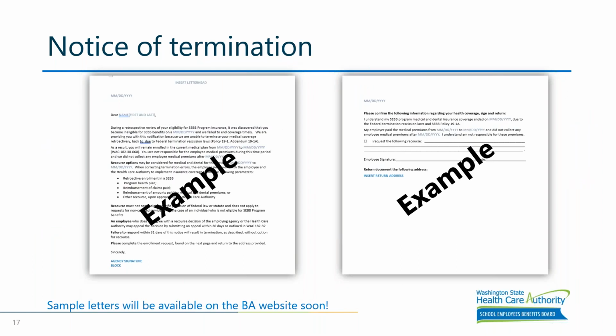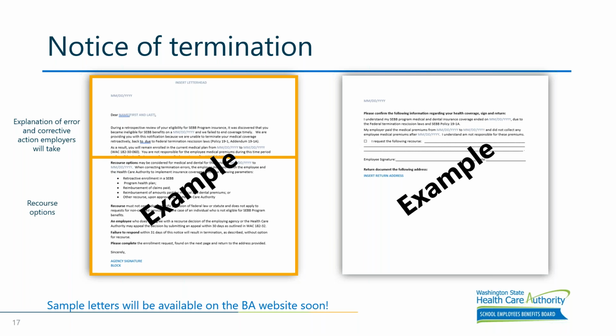So this is a notice of termination. Possibly the SEBB org failed to terminate an employee and they continue to receive benefits. The top half of the letter is, again, the explanation of error. It was discovered that you became ineligible for SEBB benefits on this date, and we failed to end coverage timely. And the bottom half are, again, recourse options that are available to that employee.